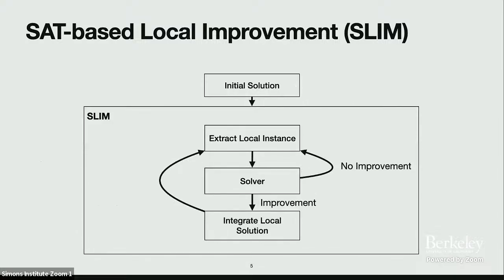So just to make this very loaded previous slide more clear, how does it work? We have an initial solution that we get in our algorithm, and then we do the 3 steps over and over. We extract some local instance that we pass to our solver, and either we find no improvement and we just try the next local instance, or we integrate the local solution and again start the loop all over again. And you see it's kind of an infinite loop, so we iterate until we are stopped.